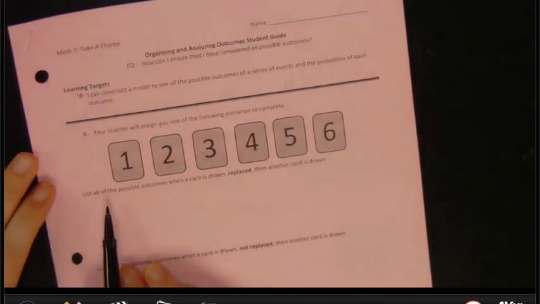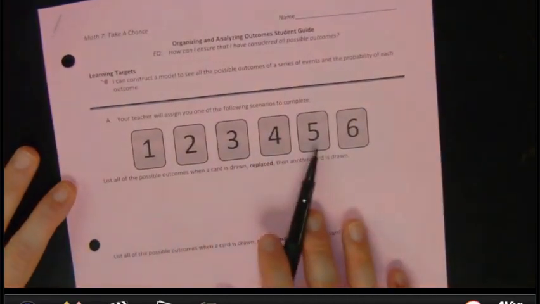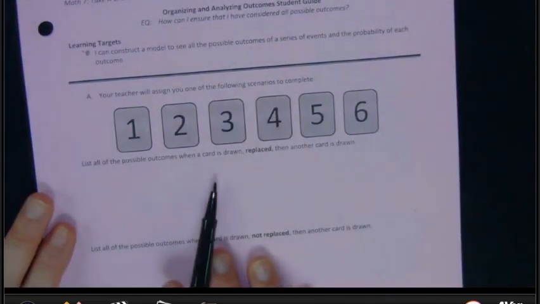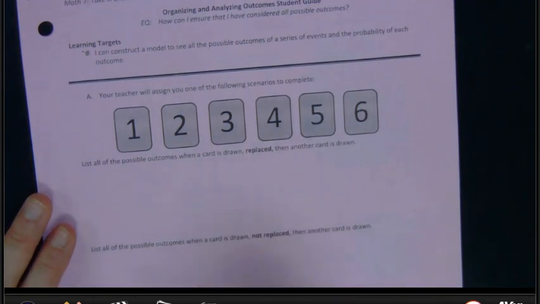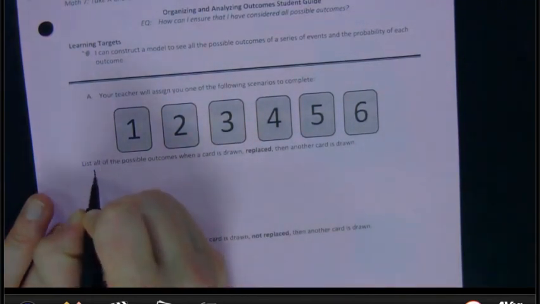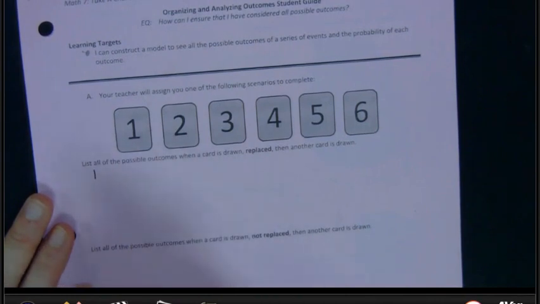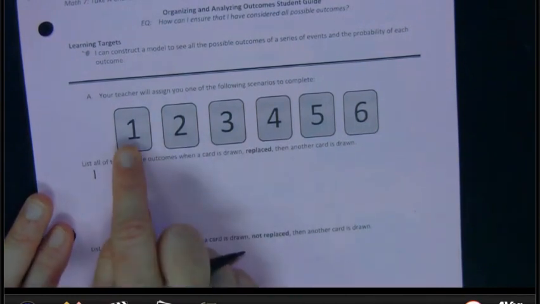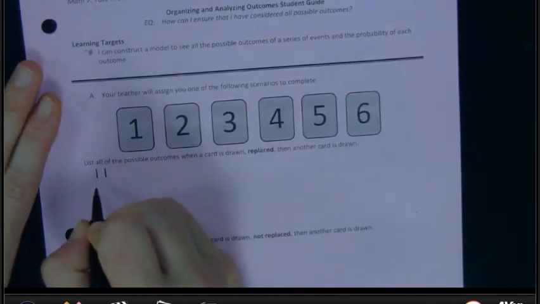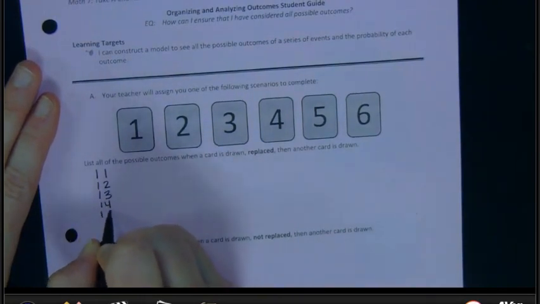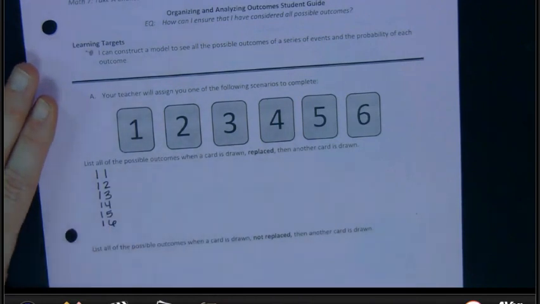So I'm given the cards 1, 2, 3, 4, 5, and 6. I am asked to list all the possible outcomes when a card is drawn, replaced, then another card is drawn. So for example, if I draw 1, and I put it back down, I want to know what are all the possible outcomes I could get on the second pick. Well, I could get a 1, 1, a 1, 2, a 1, 3, a 1, 4, a 1, 5, and a 1, 6.